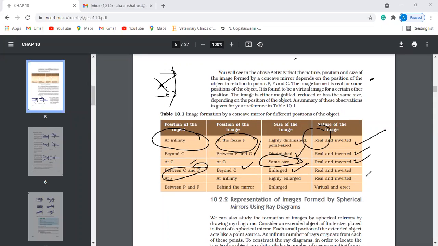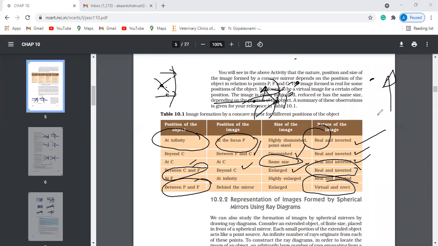Okay, and next, it's real and inverted. Okay. Between F and P, that is, if it's P, if it's F, then you are keeping the object here like this, correct? Then you are extending like this. At one point you will get this. So it's virtual and erect. Erect means the height, when the object height has been increased, but on the positive side. Okay, so inverted means like this. So this is towards upward.